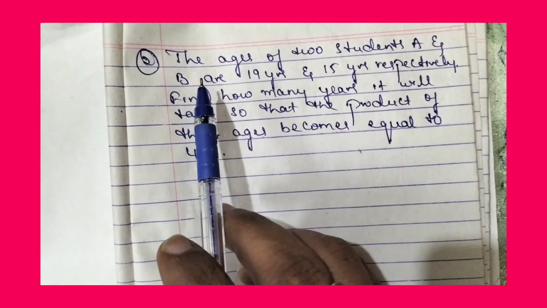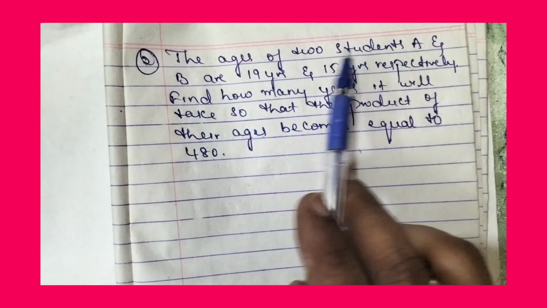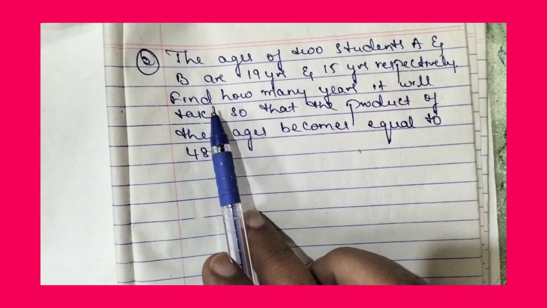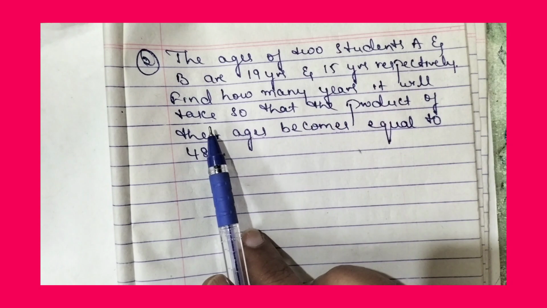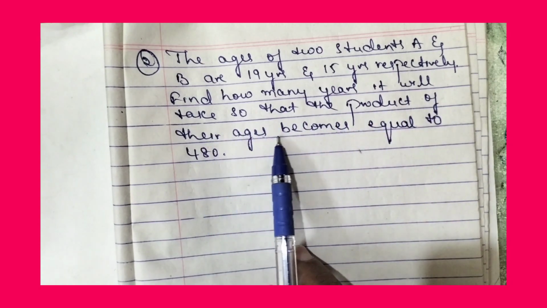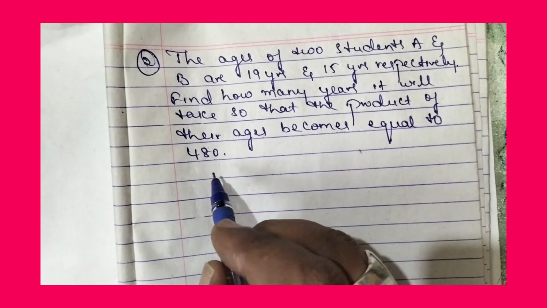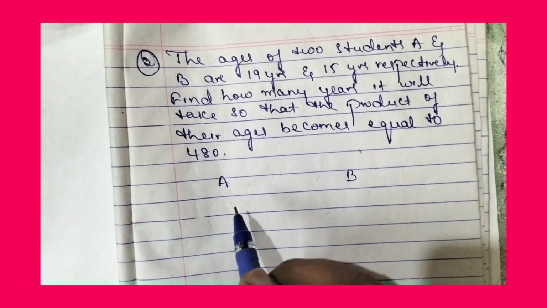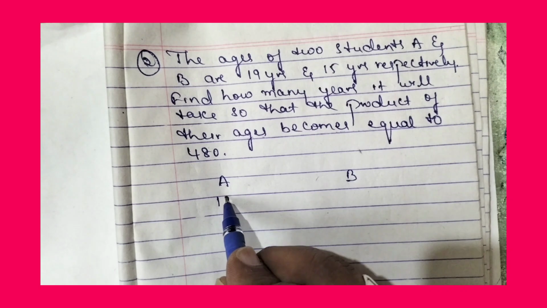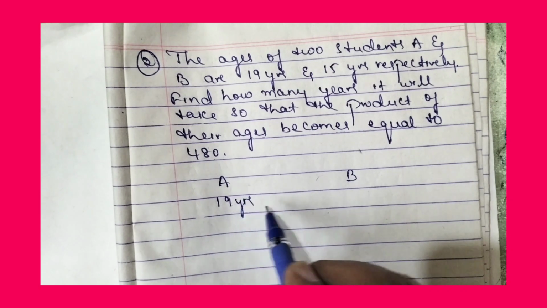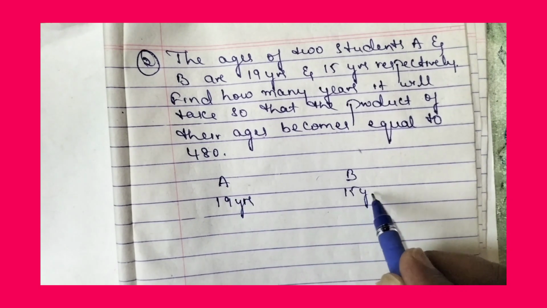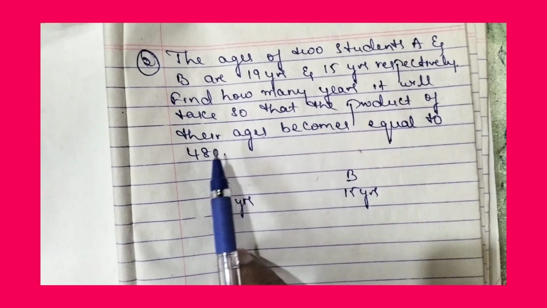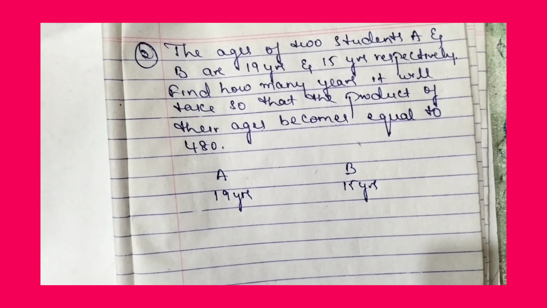The second question is, the ages of two students A and B are 19 years and 15 years respectively. Find how many years it will take so that the product of their ages will become equal to 480. The age of A is 19 years and the age of B is 15 years. We don't know after how many years their age product will become 480.